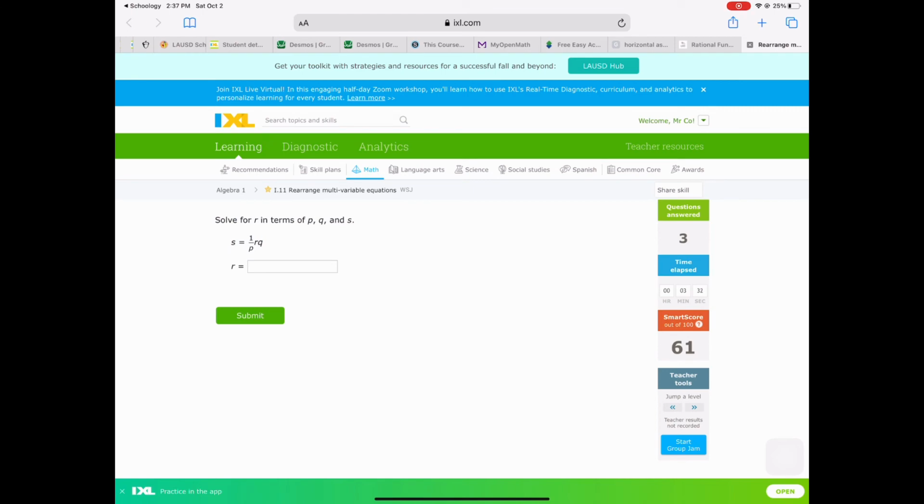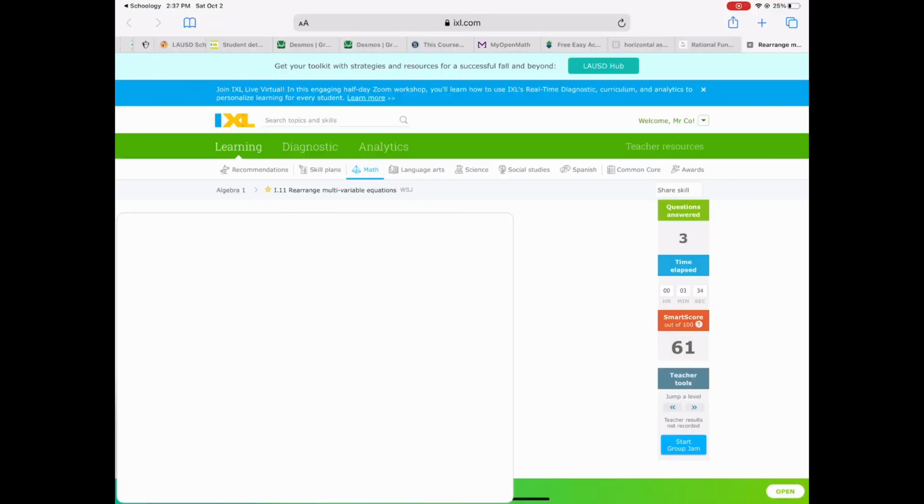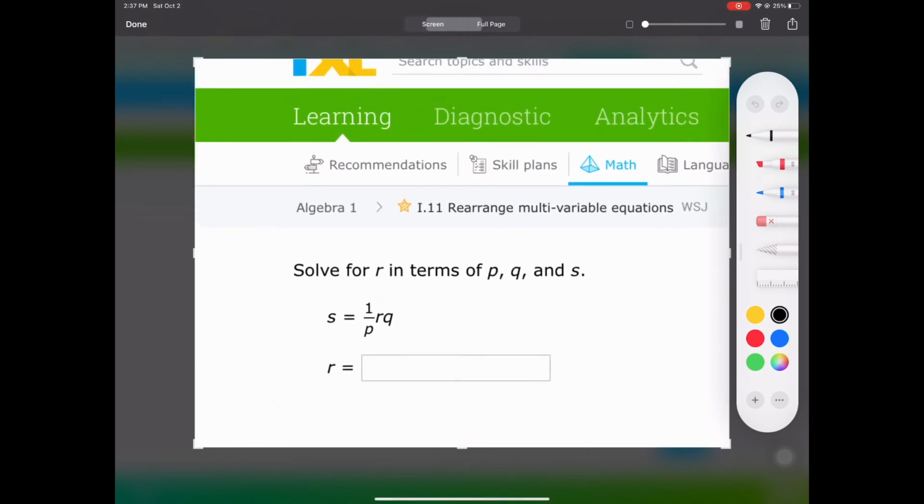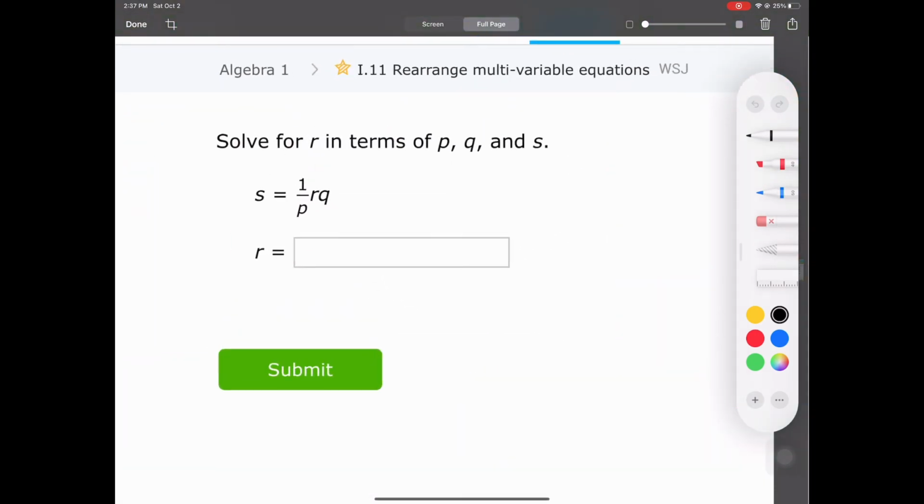All right. Let's jump to a harder one. We see that in this case, they want us to solve for R in terms of P, Q, and S. Okay, so if you take a look here, we have to get rid of not only the Q, but also the P here. So let's ask ourselves what's going on. We can say 1 over P is multiplying R, but instead I can also see that P on the bottom is dividing, and our Q is multiplying. The opposite of multiplying by Q is divide by Q. Let's divide Q to both sides.